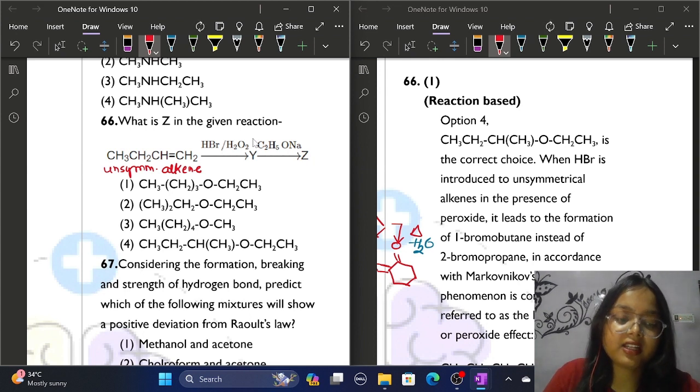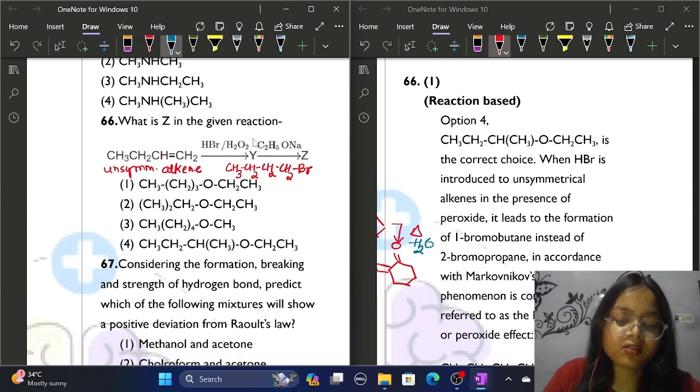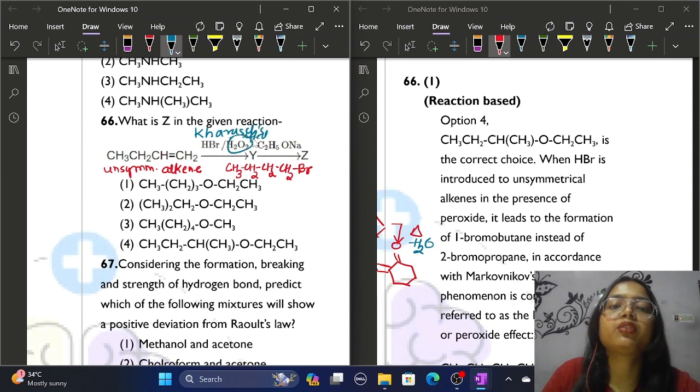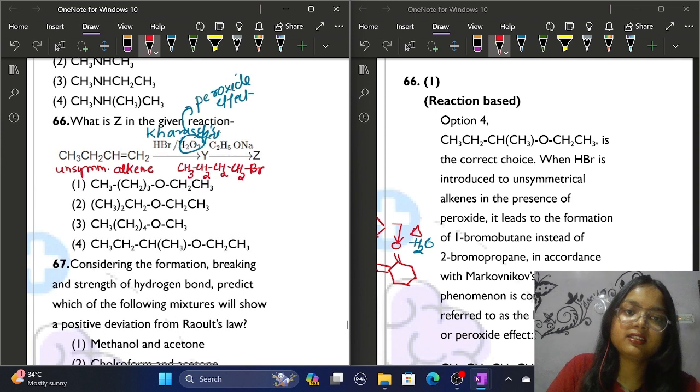The hydrogen peroxide will form CH3CH2CH2CH2Br. So this reaction is also known as the Kharasch effect, or the peroxide effect, because hydrogen peroxide is involved. Then on reaction with C2H5ONa, we will get the compound Z.